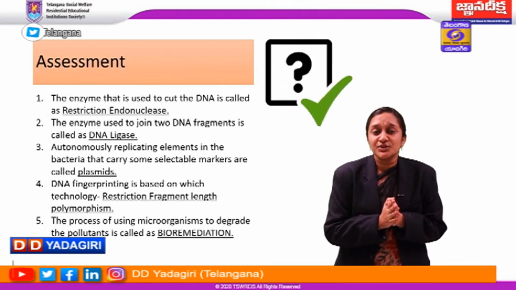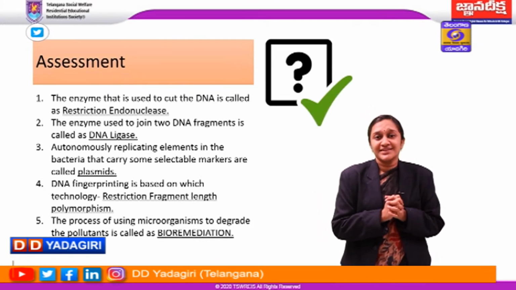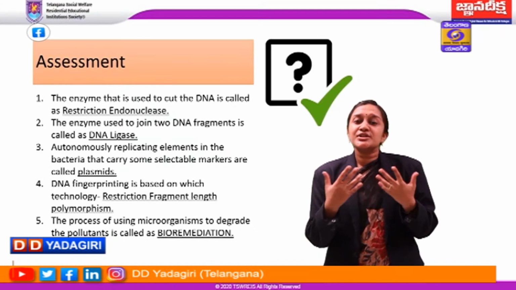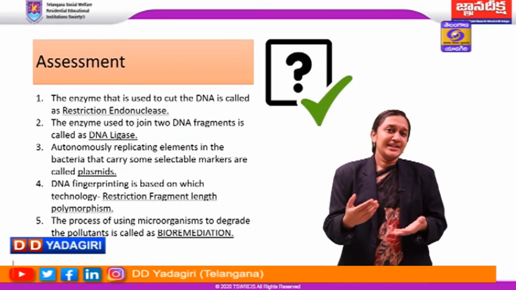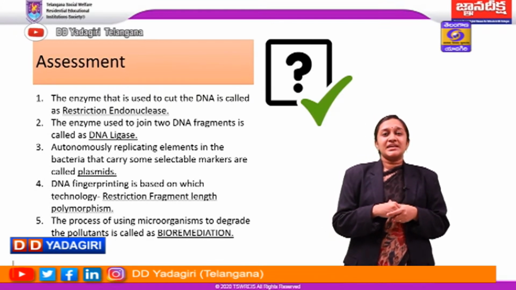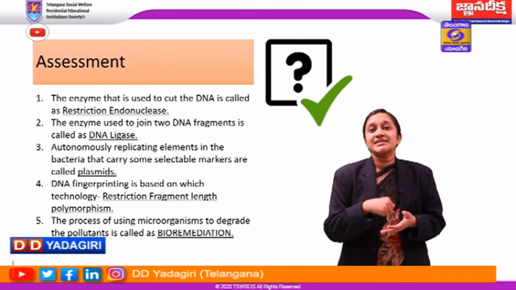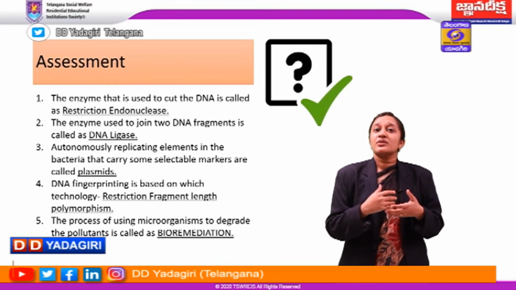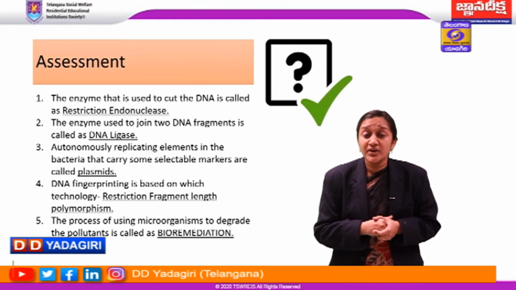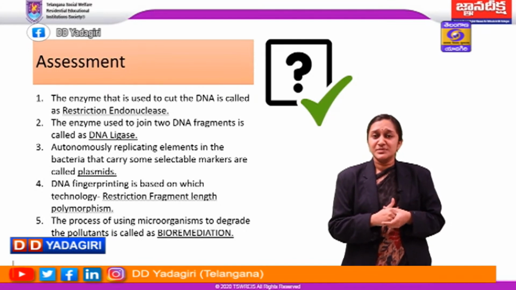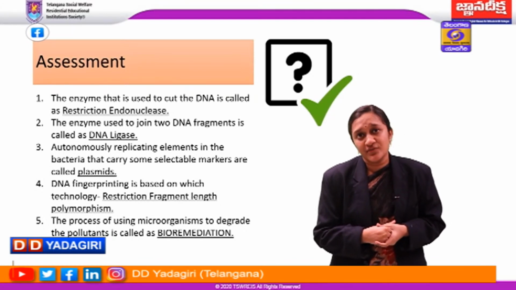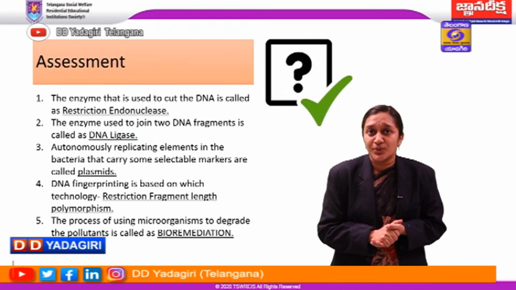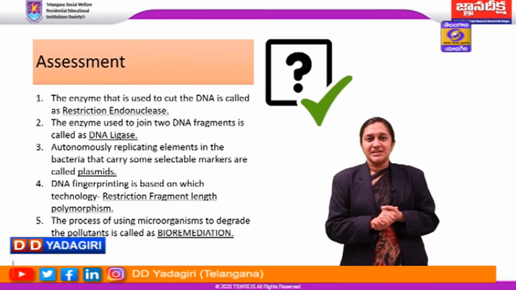The enzyme that is used to cut the DNA is called a restriction endonuclease, and the enzyme that is used to join two DNA fragments is called a DNA ligase. Autonomously replicating elements in the bacteria that carry the selectable markers are called plasmids. DNA fingerprinting is based on which of the following technologies? It's based on restriction fragment length polymorphism technology. It's also abbreviated as RFLP. The process of using microorganisms to degrade the pollutants is called bioremediation.